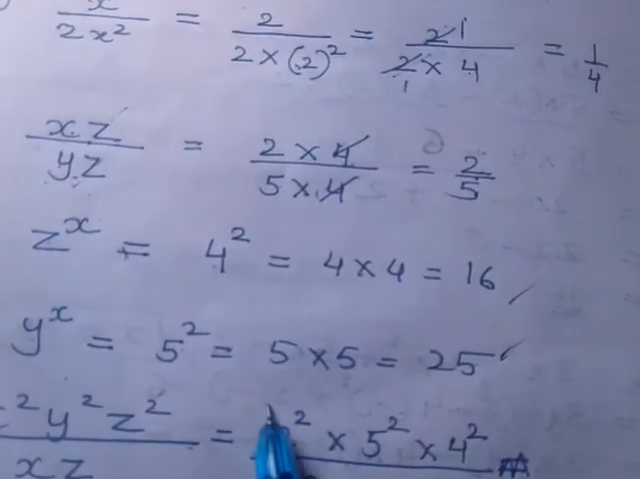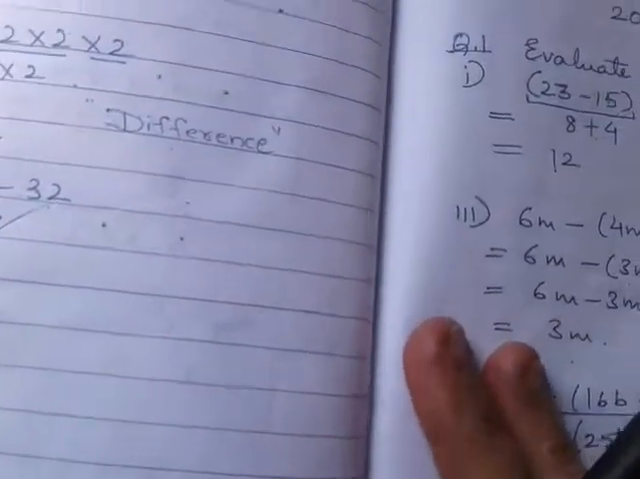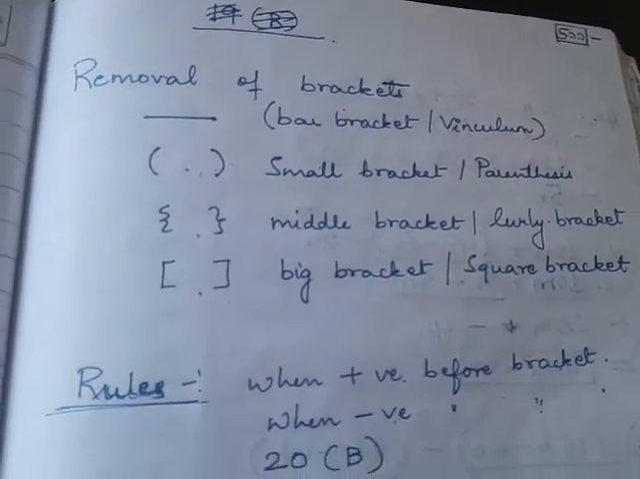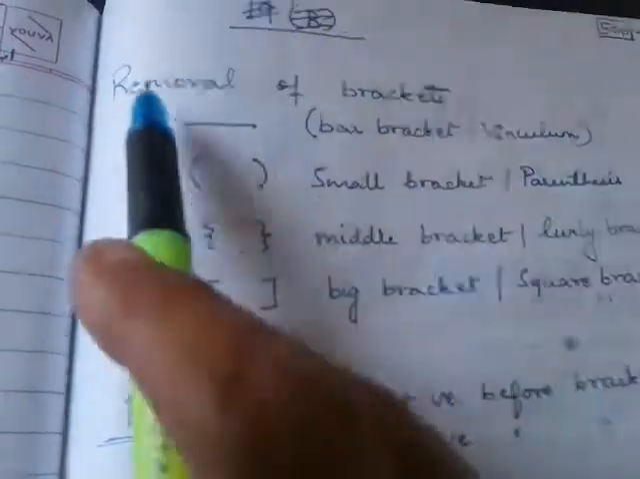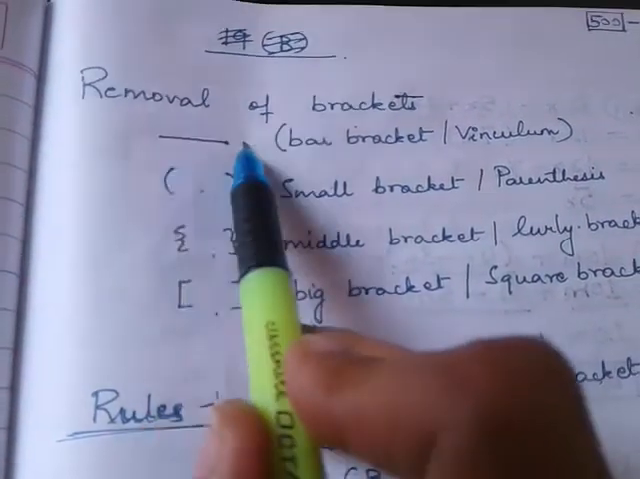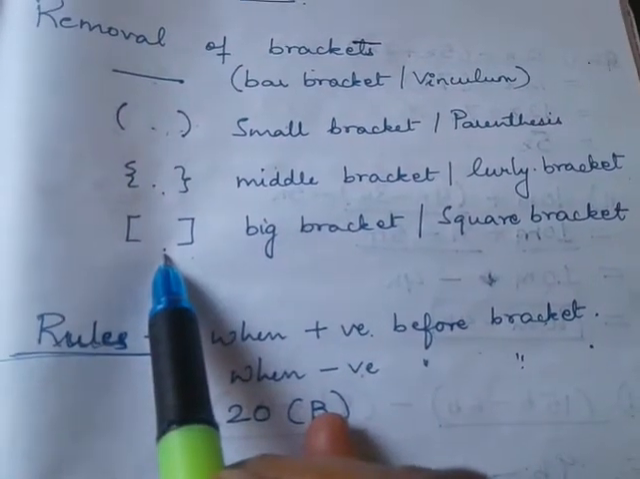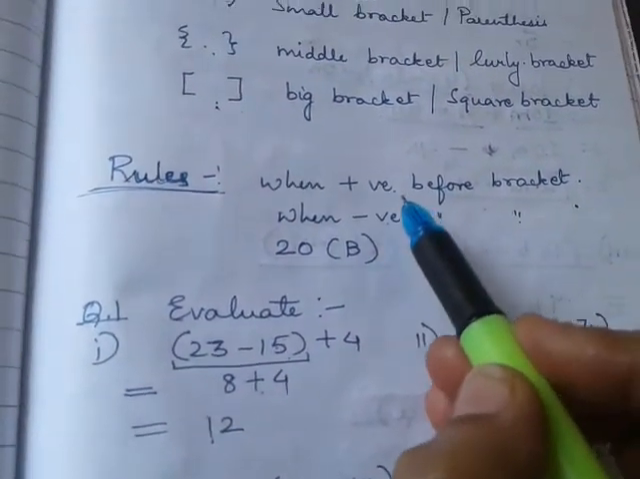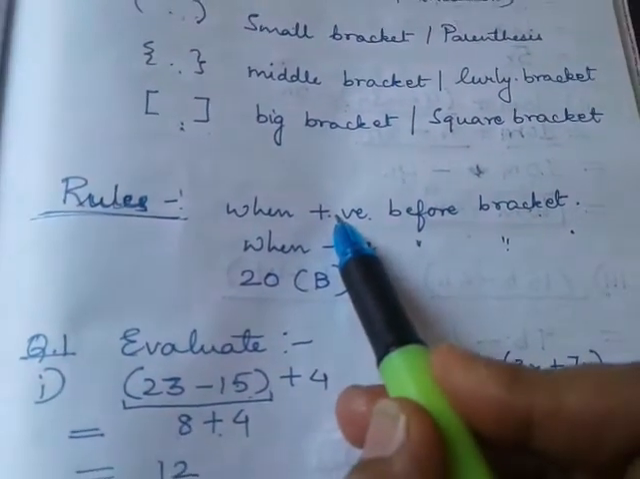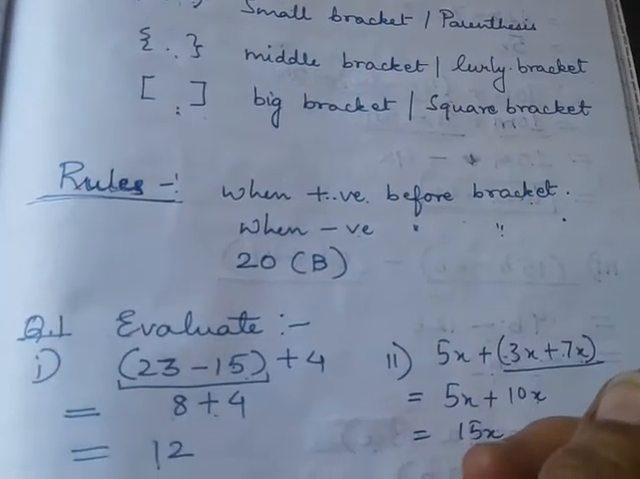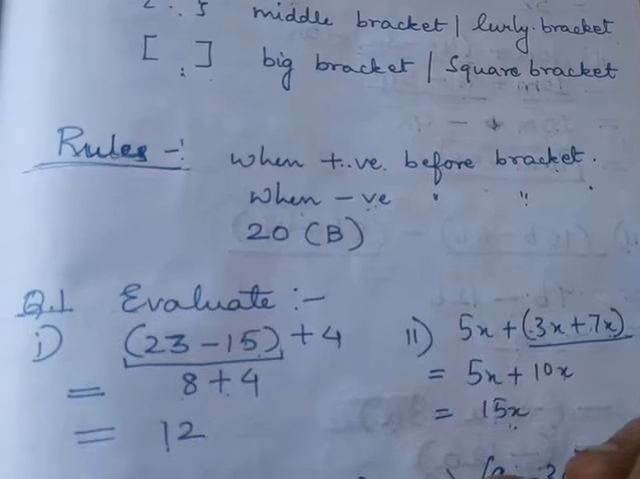So wherever x, y, a, b, c, d are there, you have to substitute those values. Okay. Now removal of brackets, the most important thing, which will be carried forward in 7th standard also. So evaluate. Removal of brackets: bar bracket, small bracket, middle bracket, and square bracket. Okay, so what are the rules? When a positive sign comes before a bracket, keep the inside things as they are. When a negative comes, just change the signs of the inside variables.